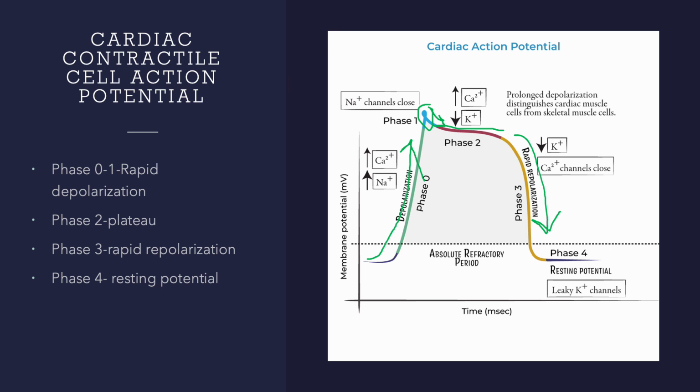The sudden increase in potassium permeability causes positively charged potassium ions to leave toward their concentration gradient, causing the membrane potential to return to resting, where leaky potassium channels open once again so that this process can repeat.